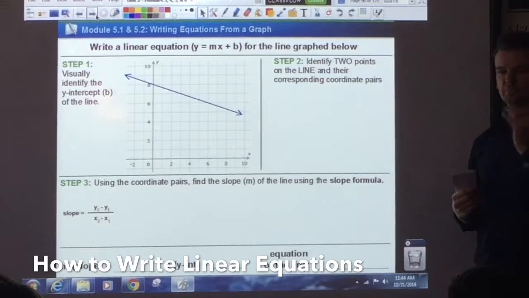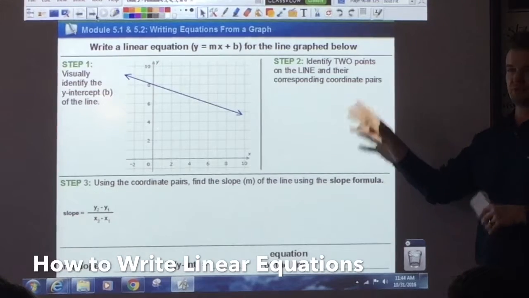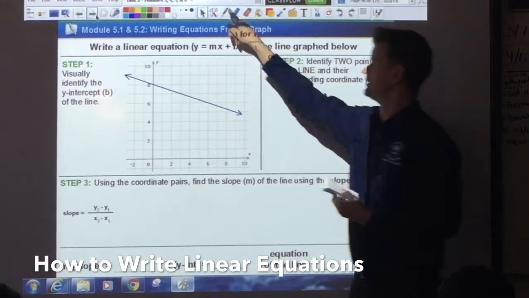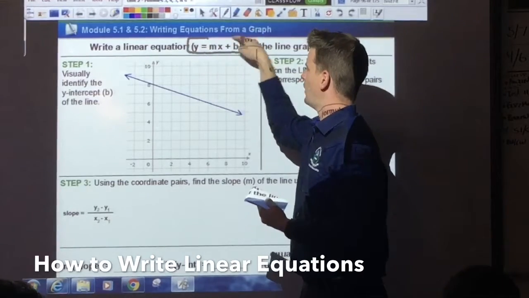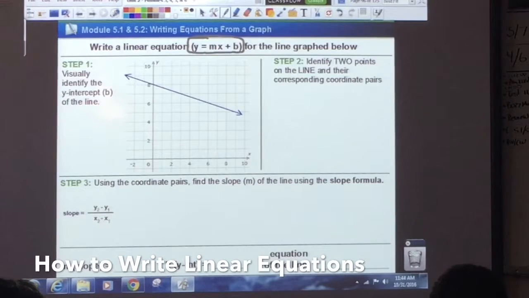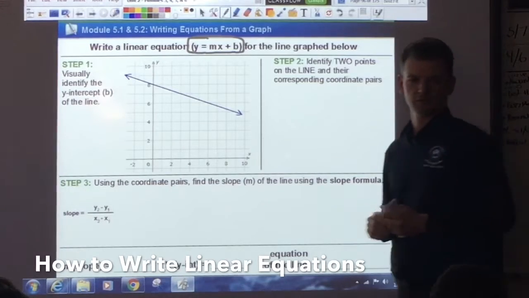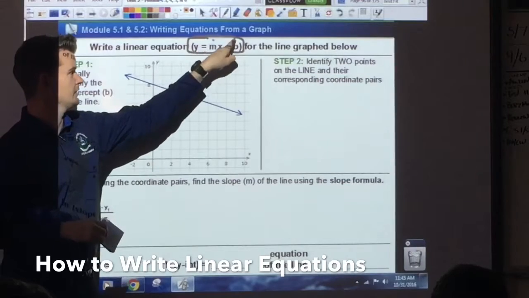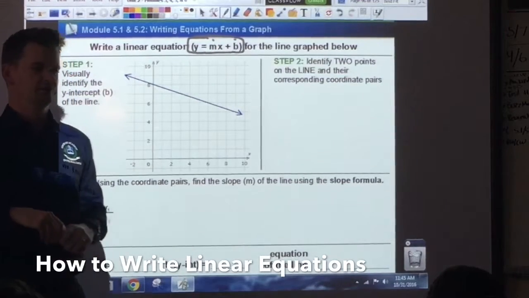I want you to be able to write a linear equation from this graph. The good thing is, we already know a linear equation template. We know this one right here: y equals mx plus b. In order to write an equation in y equals mx plus b form, you need two things. What are they? Slope and y-intercept. Specifically, you need to find the m and you need to find the b for the line graph below.